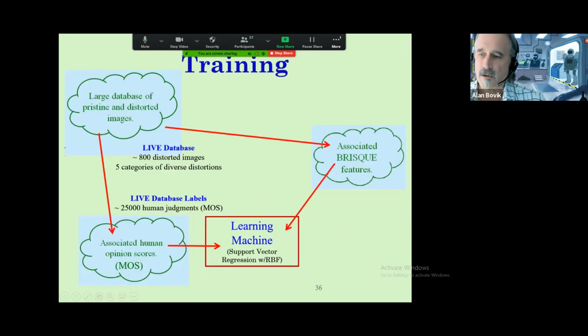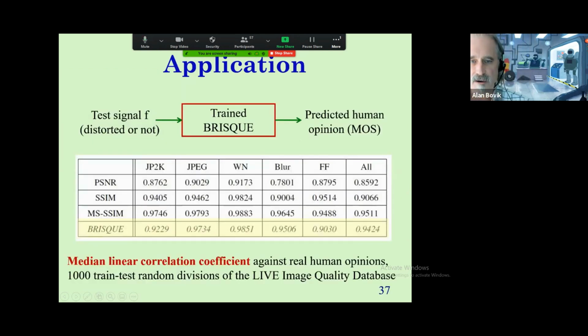Then we take all these features, we compute them on a large database of images. These images are supplied with human judgments of quality, 25,000, which back then was a huge number. This was the first successful picture quality database back around 2004, which we used to train a learning machine, just an SVR. So we have a trained model then, and it turns out that this trained model does fantastically as compared to even reference models.